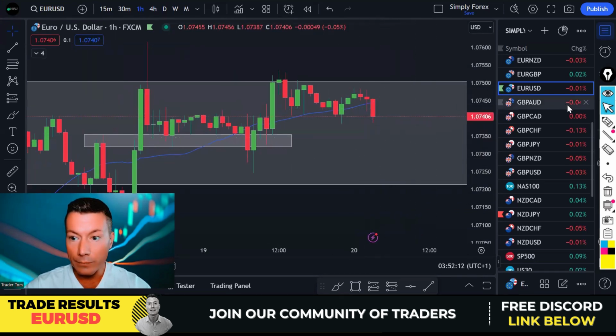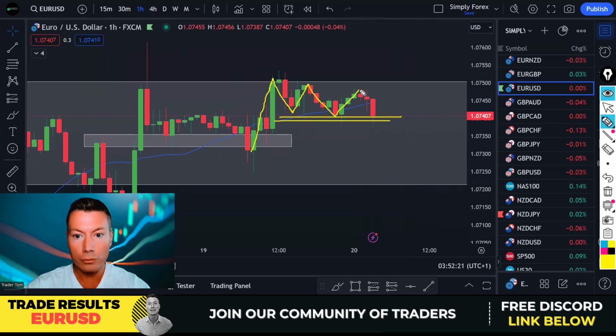Now, you can see with Euro US dollar, this level's interesting. It's formed a new low here. So it'd be interesting to see if this level breaks, because that may be of interest as well. But we got in the trade, got out of the trade because price wasn't doing what we wanted it to.